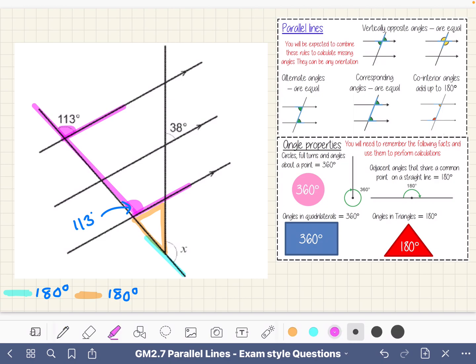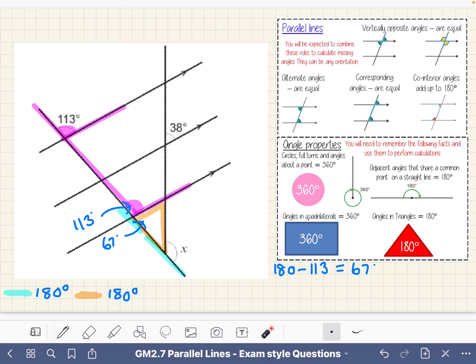In turn, we can see that we have a straight line here as well, which means the angle on the inside here, when combined with this there, adds up to 180 degrees. So if we calculate that value, we've got 180 take away 113 gives us a value of 67 degrees. So this value on the inside there is 67 degrees. If we can now work out the angle in this part here, we can combine those and it will give us the value on the outside.